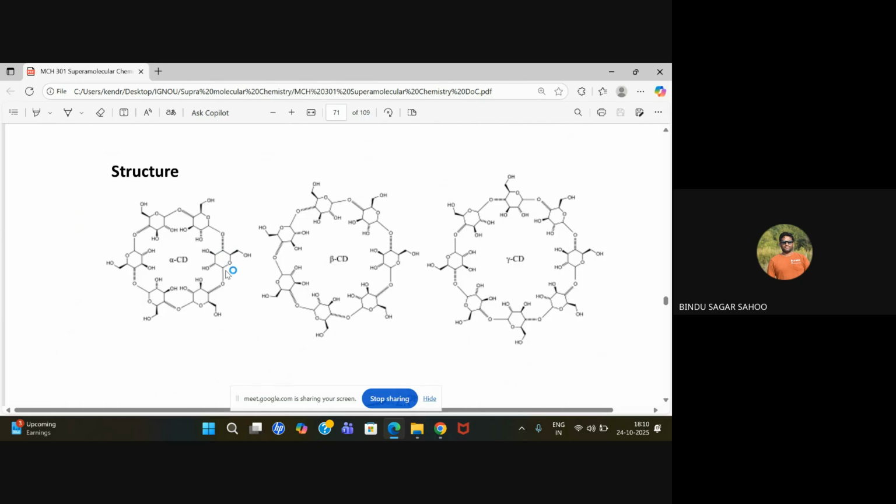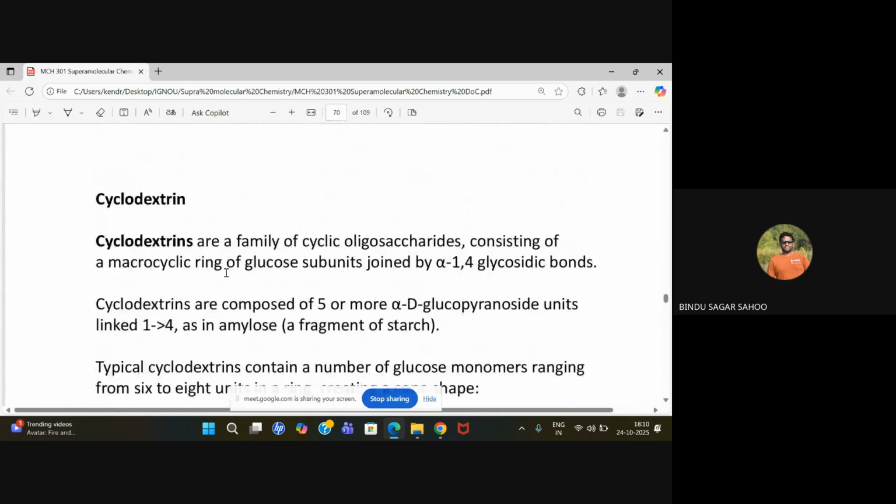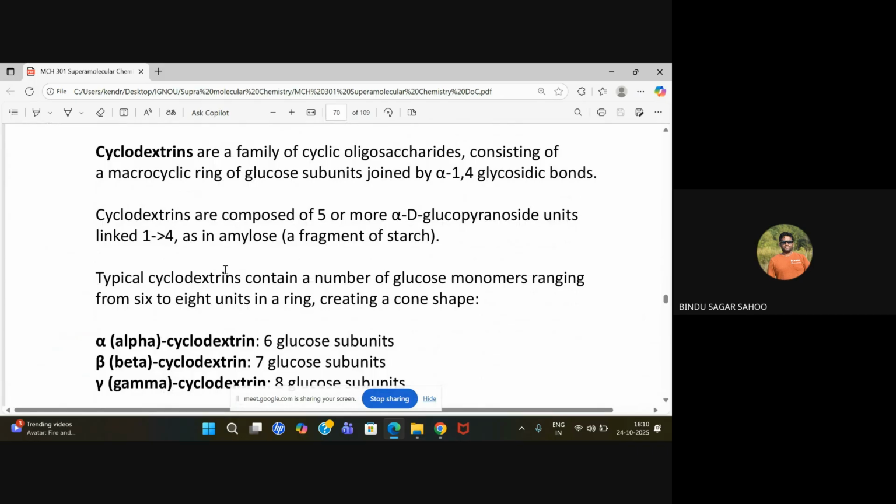For one group, this carbon center may be named 1, but for this ring, this carbon center is named 4. Just like here, this one will be 1, then 2, 3, 4. Here it will be 1, then 2, 3, 4, just like that. So it is called a 1,4 linkage. One glucose can connect through its carbon 1 to the carbon 4 of another glucose. This is called a 1,4 glycosidic bond.